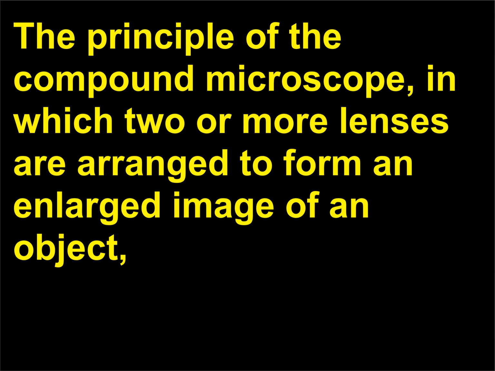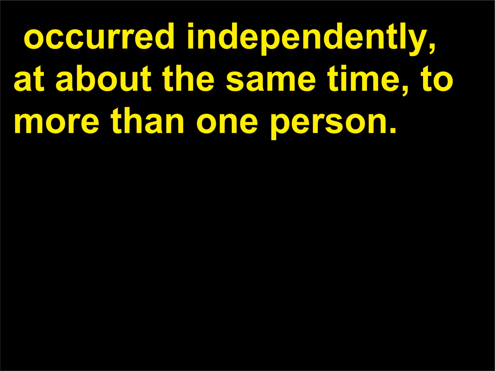Who invented the compound microscope? The principle of the compound microscope, in which 2 or more lenses are arranged to form an enlarged image of an object, occurred independently, at about the same time, to more than one person.